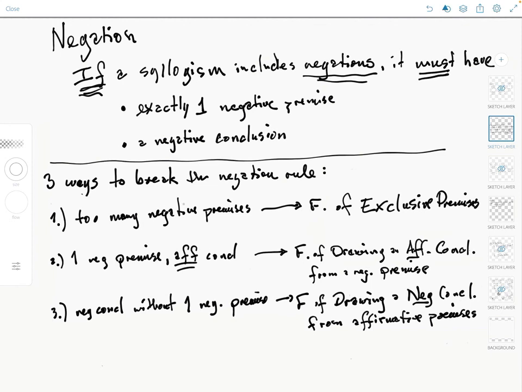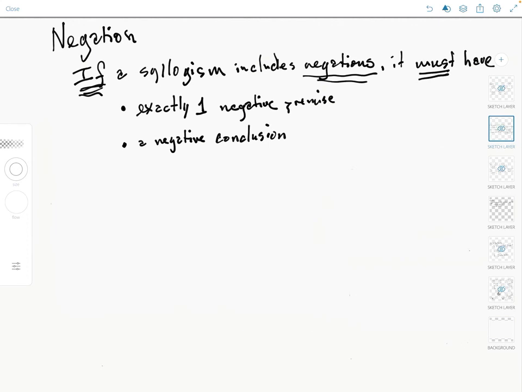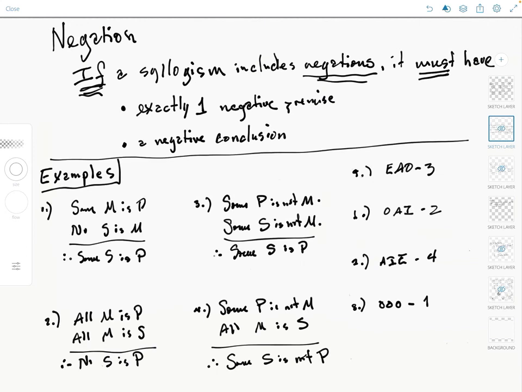This is different than pattern number one, because pattern number one is having too many negative premises. That has its own name. Pattern number three is having affirmative premises. In other words, it violates the exactly one negative premise rule by having affirmative premises, but it does so with a negative conclusion. All right, now let's look at some actual examples and we'll talk through these.